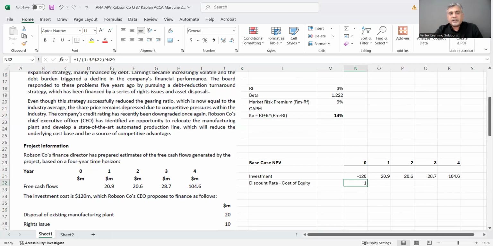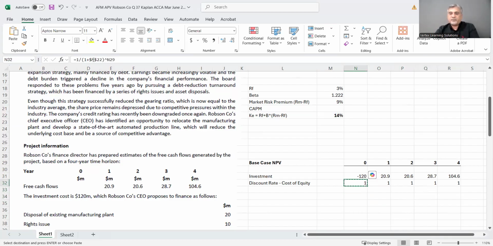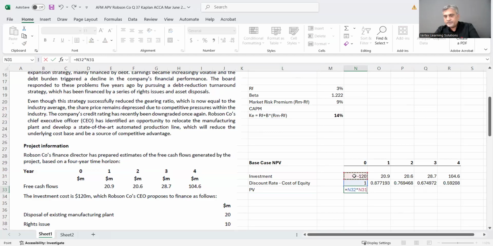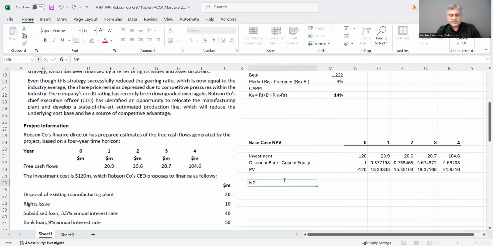And if I do not lock it, what will happen? I want to calculate this formula. Everything will move, because when you are here it says this one, but when you come there, it will keep on moving your cell. So I want to lock this cell. That's why I take my cursor, I press F4, it locks the cell, and then I take the discount factors. And here I say my present value. So the present value will be this one.